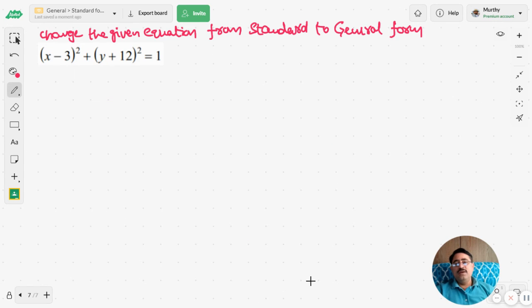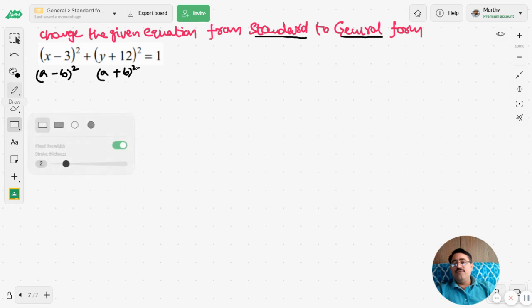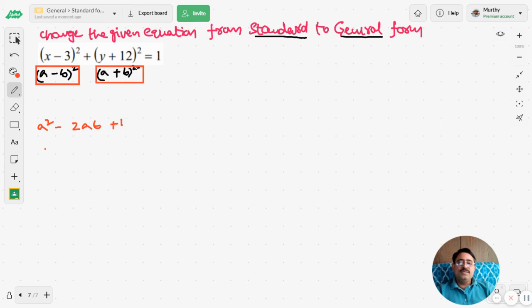A small change. Here, it is given in the standard form and you are asked to express this in general form. I see that this is in the form of a minus b whole square, and this one is in the form of a plus b whole square, right? Therefore, first let's define what a minus b whole square and a plus b whole square are. I remember that a minus b whole square equals a square minus 2ab plus b square. And coming to the second one, a plus b whole square is a square plus 2ab plus b square.